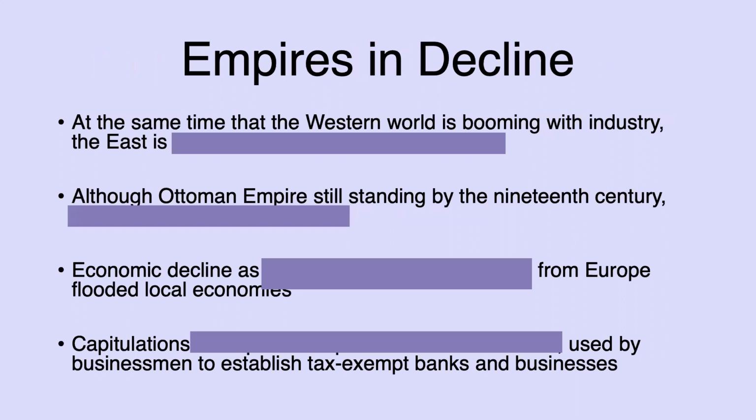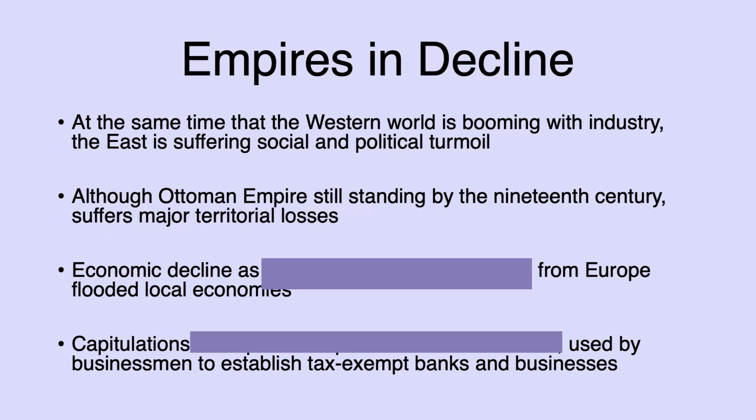So at the same time that the Western world is really booming with industry, the East is suffering intense social and political turmoil. And we began hitting upon that in Unit 2. So we saw the decline and the destruction of the Safavid Empire. Now, what's happening with the Ottoman Empire? Although they are still standing by the 19th century, it has suffered major territorial losses.